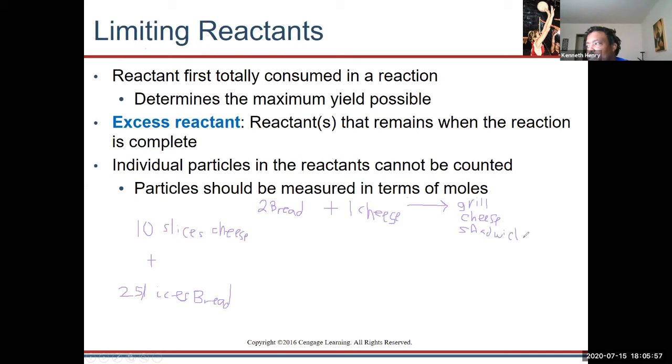Do you guys want to argue about that a little bit? Is it balanced? Yeah, it's balanced. Okay, good, we've got a nice balanced equation here. So, how many grilled cheese sandwiches can I make? 10. Will I have any bread left over? Yes. But how many pieces of bread do I have? 25. So if I was just looking at the bread only, how many grilled cheese sandwiches could I make?